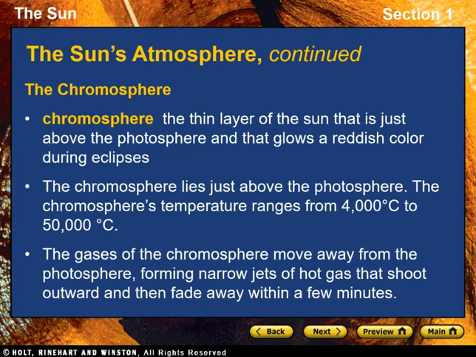Spacecraft study the sun from above Earth's atmosphere. These spacecraft can detect small details on the sun because they measure wavelengths of light that are blocked by Earth's atmosphere. Movies made from these spacecraft images show how features of the sun rise, change, and sometimes twist.